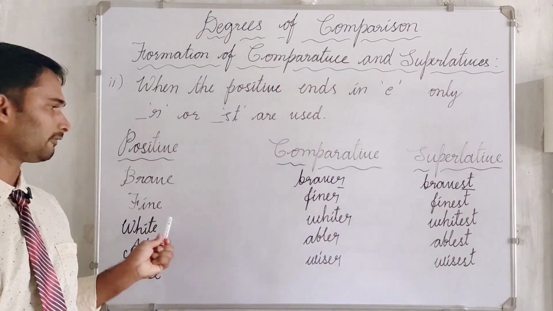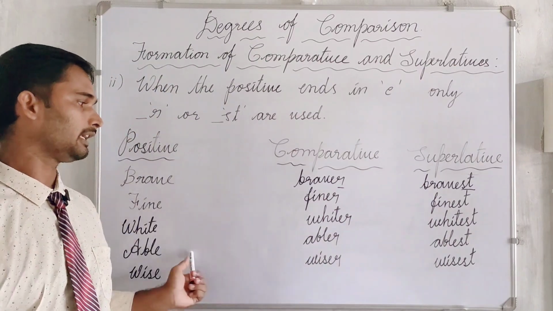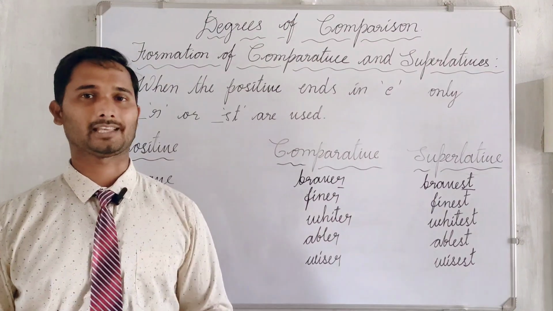Some more examples. Fine, finer and the finest. White, whiter and the whitest. Able, abler and the ablest. Wise, wiser and the wisest.